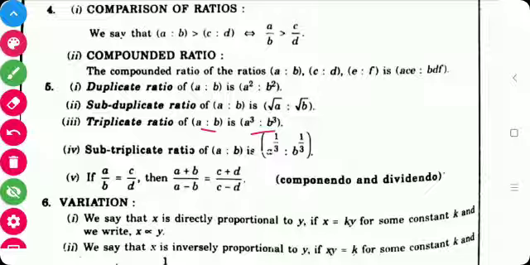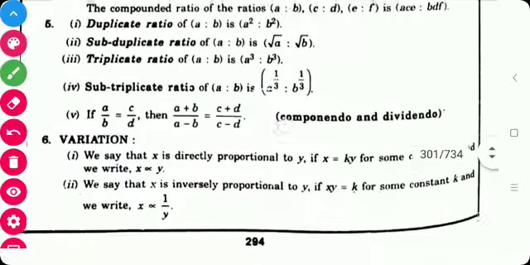And subtriplicate ratio of A as to B is A raised to 1 upon 3 as to B raised to 1 upon 3, means cube root of A and B. That is called the subtriplicate ratio. Next is if A upon B is equal to C upon D, then A plus B upon A minus B is equal to C plus D upon C minus D. So that is called the componendo and dividendo ratio.